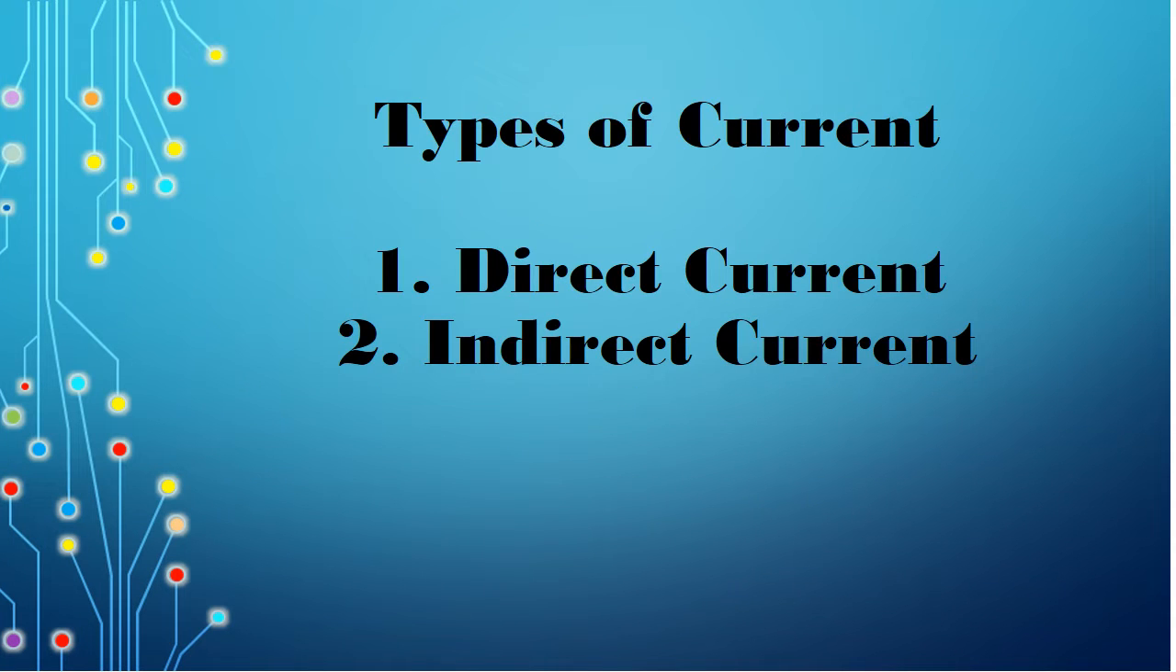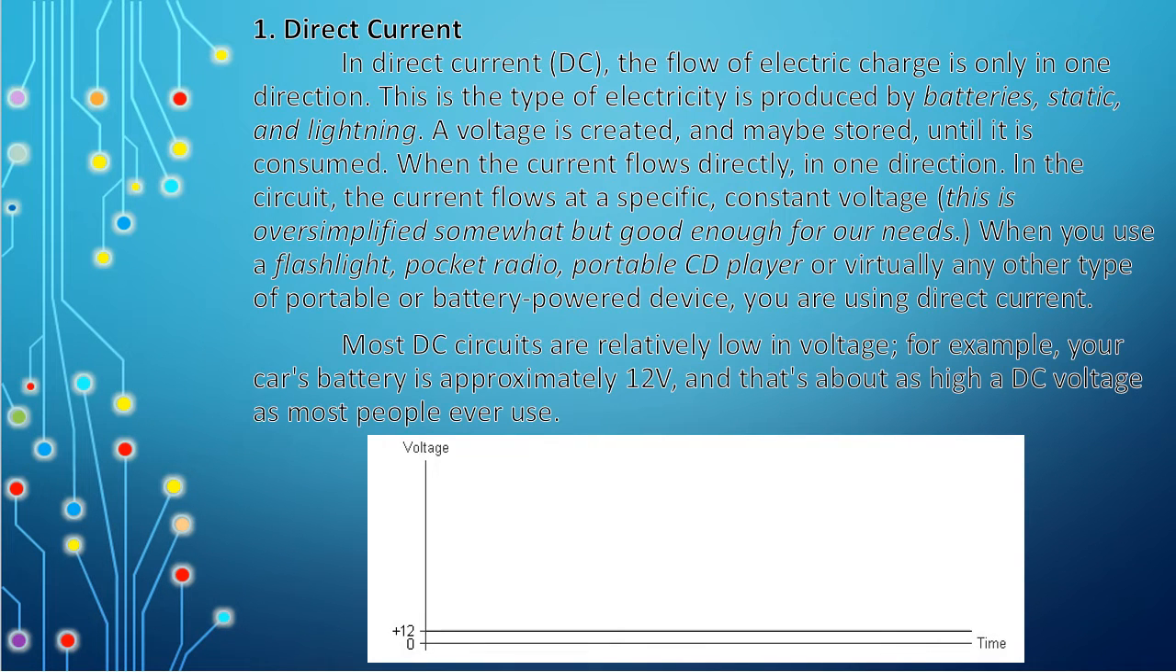So, types of current. We have two types of current: direct current and alternating current. In direct current, or DC, the flow of electric charge is only in one direction. This is the type of electricity produced by batteries, static, and lightning. A voltage is created and may be stored until it is consumed. When the current flows directly in one direction in the circuit, the current flows at a specific constant voltage.